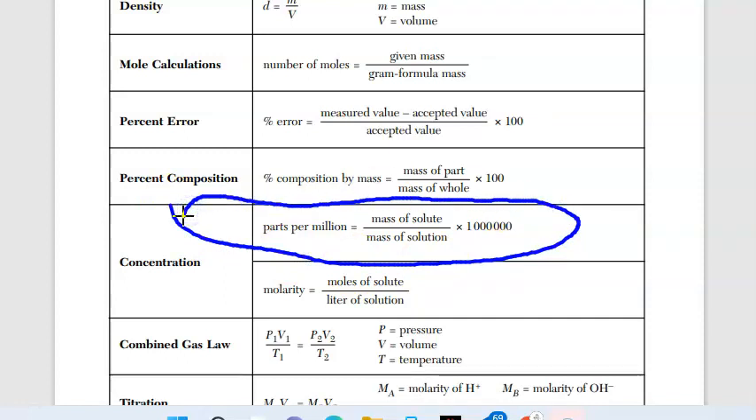Of course, this equation is very similar to percent composition because you have the solute, that's your part, and the mass of solution, that's the solute plus the solvent. So we just have to be aware that sometimes you're given the entire solution or you're given the mass of the solute and the mass of the solvent separate, and you have to add them together here in the denominator. So we just have to be very careful. And also, again, don't forget to multiply. Just like we said with percent composition, you're multiplying by 100. Here you're multiplying by 1,000,000.